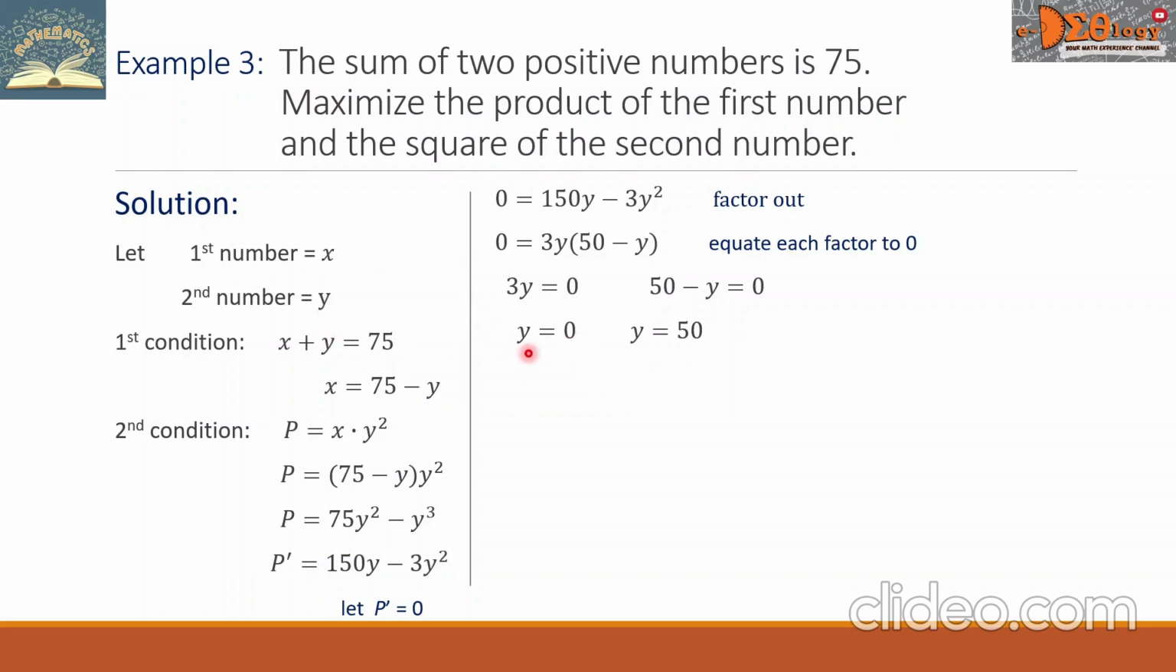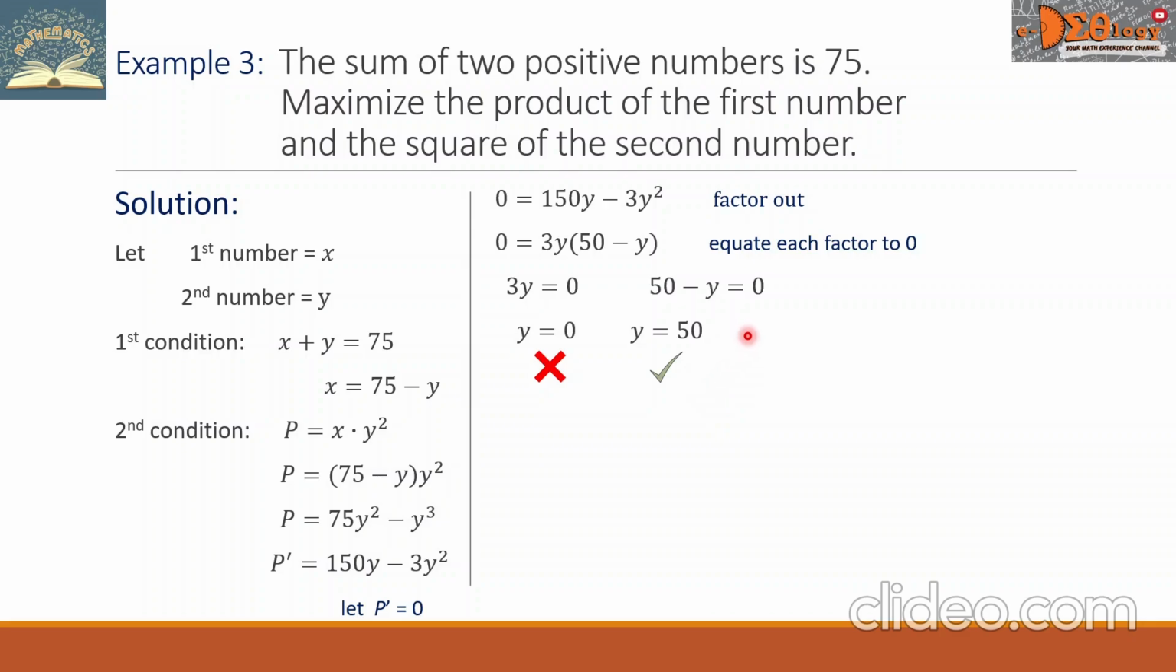And we said in the beginning that y is the second number. But notice the two numbers. The problem says we need positive numbers. 0 is not a positive number. So y equals 0 is not acceptable. So meaning y equals positive 50 is our answer.